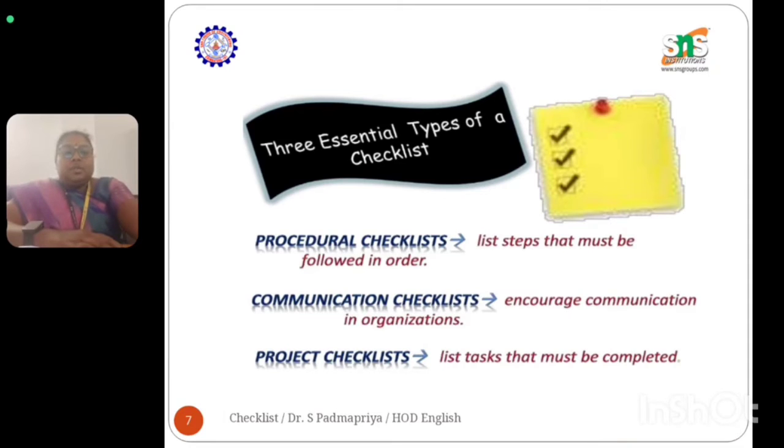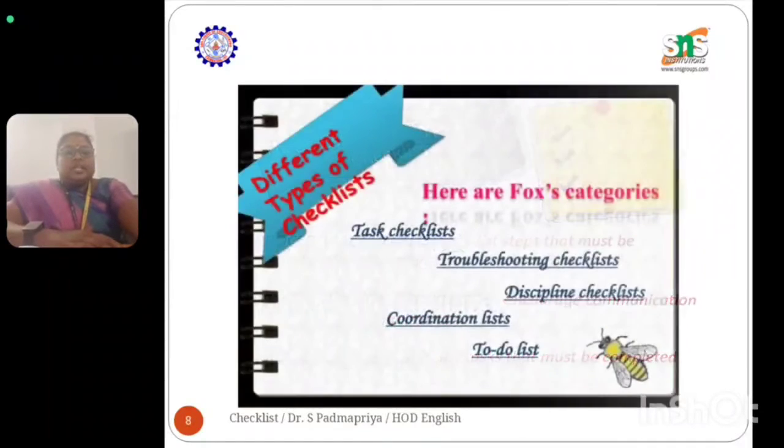The third one is the project checklist, and it is the list of tasks that must be completed. So usually we follow it in doing our tasks, where we put a check mark after the completion of that particular checklist. So here are the categories. These are otherwise called task checklists, and we also have a few more.